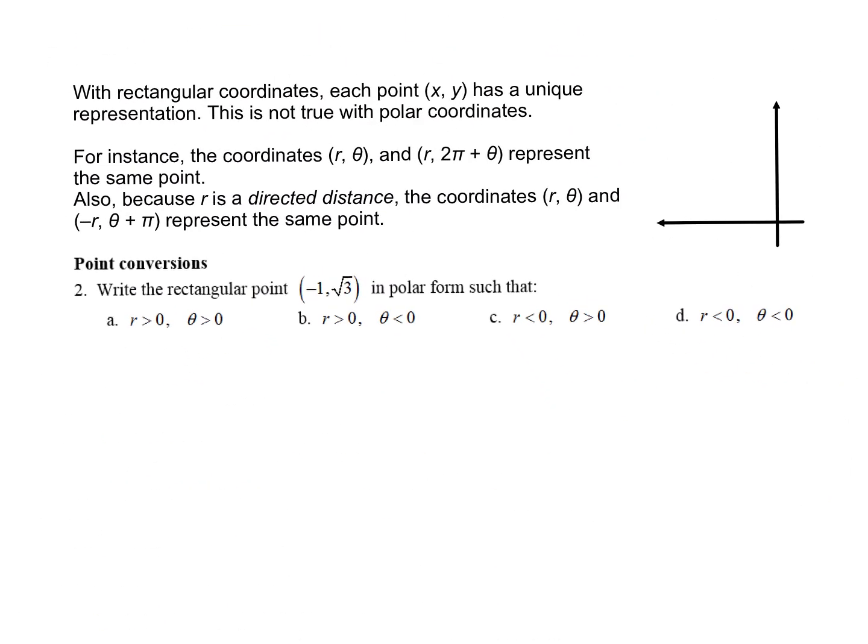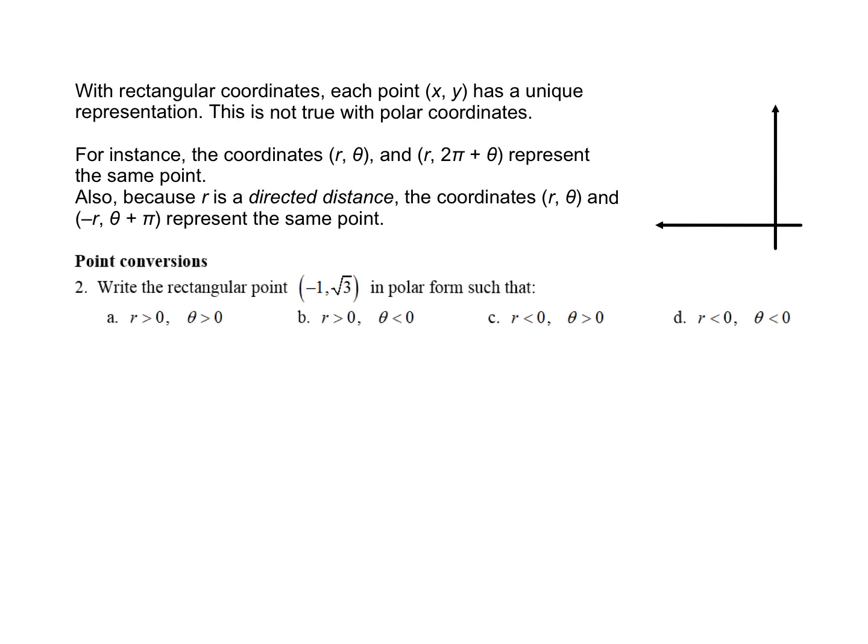Okay, so with rectangular coordinates, each point has a unique representation, but like we said, we can have lots of different representations of the same point here. So for number 2, we're supposed to write the rectangular point in polar form, and so this is one point that we're going to write in a bunch of different ways. Okay, so we have A, B, C, and D. We're going to write it in all these different ways.